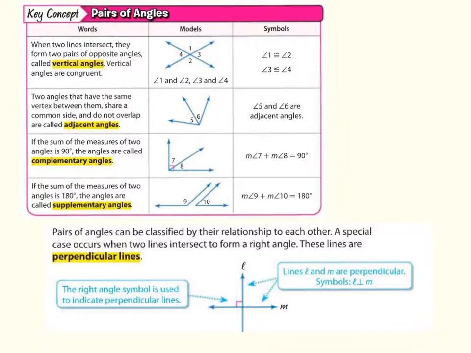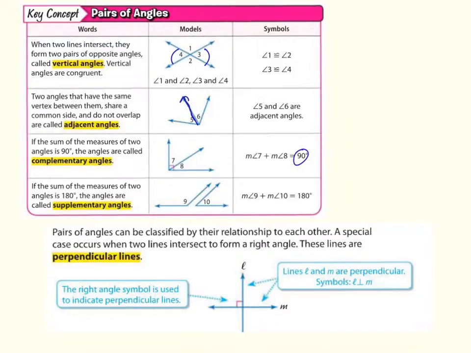But really quick, let me just go over a couple of things to make sure that you were paying attention as you're writing these down. Notice that vertical angles are opposite angles. So angles 3 and 4 are vertical angles, while angles 1 and 2 are vertical. Adjacent angles are right next to each other. They share, so angles 5 and 6 share this ray.